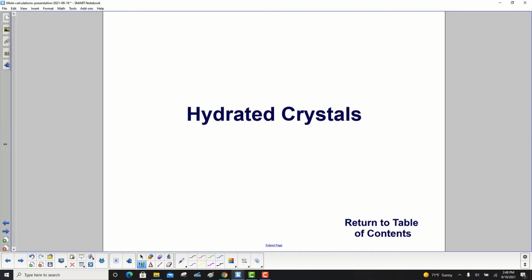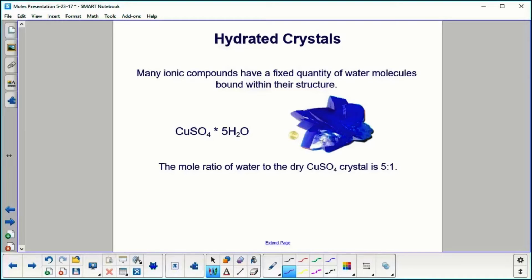Hydrated crystals. Many ionic compounds have a fixed quantity of water molecules bound within their structure. So the way we show that is here's copper sulfate, and it has 5 water molecules bound within it. So we have this little asterisk here. So the mole ratio of water to the dry crystal will be 5:1.